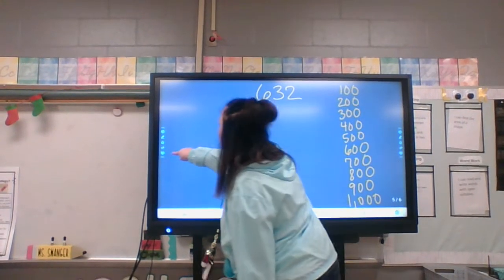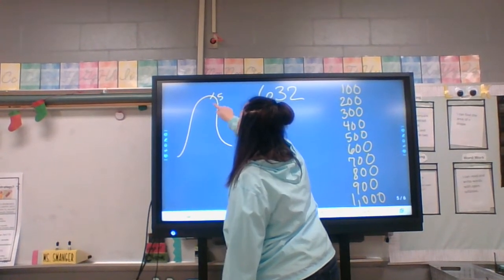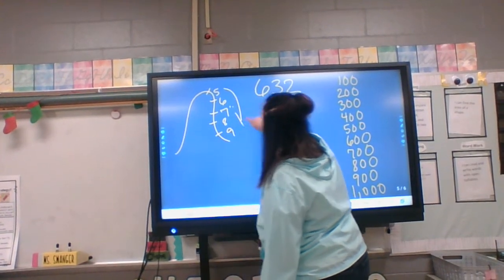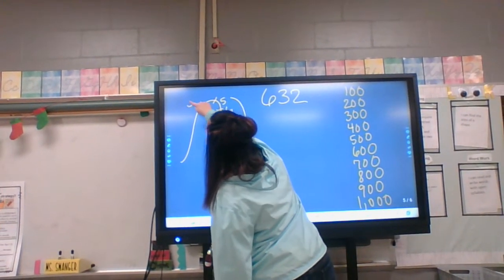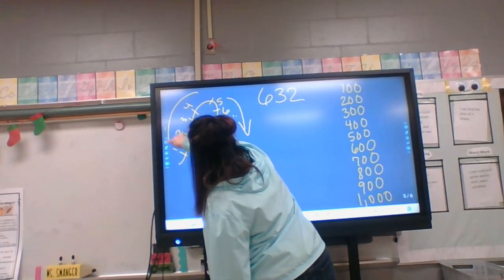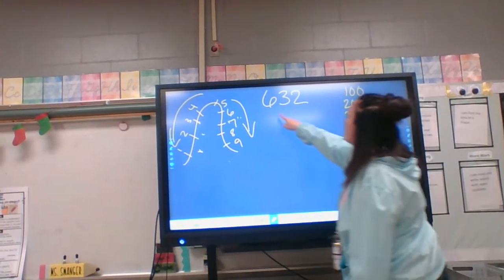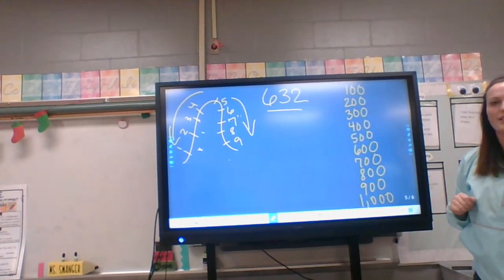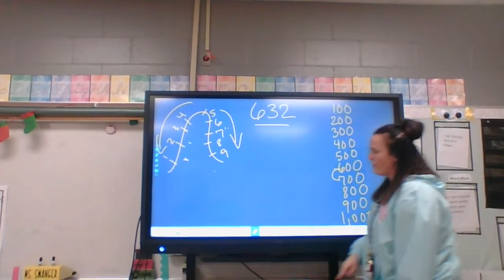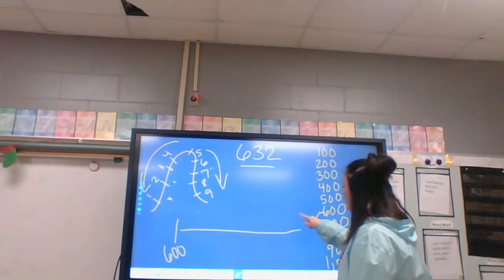Let's do our rounding hill again. So if I have my rounding hill over here, I know if it's 5, 6, 7, 8, or 9, it rounds up. If it's 4, 3, 2, or 1, it rounds down. All right? So I have that there just so that I'll have it as reference. So if I have 632, what two hundreds does 632 fall between? It's going to fall between 600 and 700. So that's going to be my endpoint. So there's 600 all the way to 700.